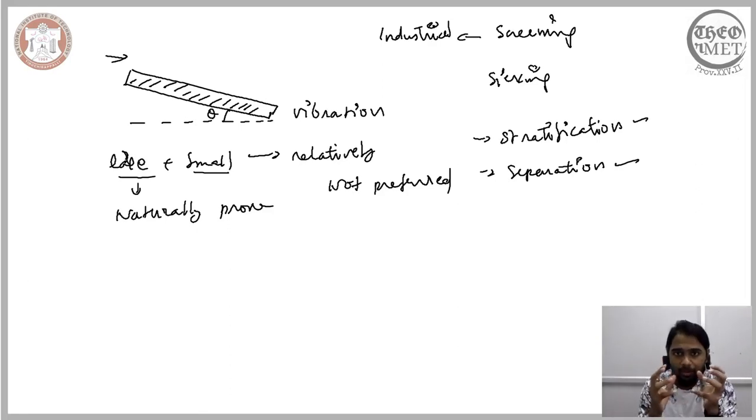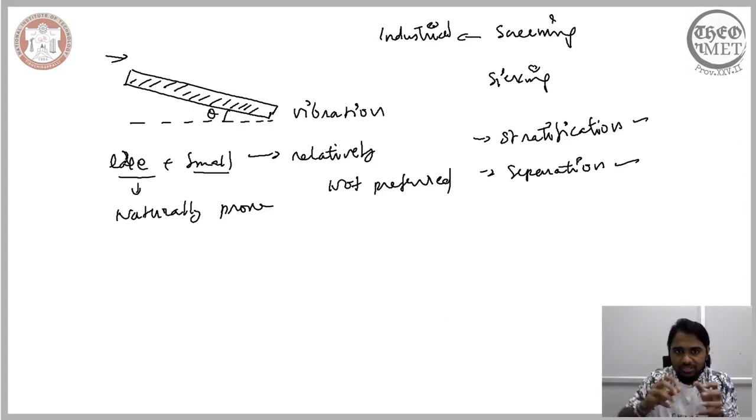In order to bring about the change in orientation, such that the smaller sized particles are allowed to fall through the aperture, the vibration plays a key role. So in industrial screening, you have two critical components, inclination and vibration. The inclination and vibration ensure that stratification and separation, two different processes, two different events that contribute to the screening, are efficiently achieved.